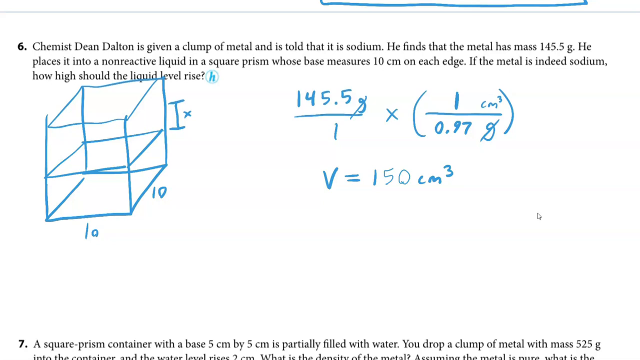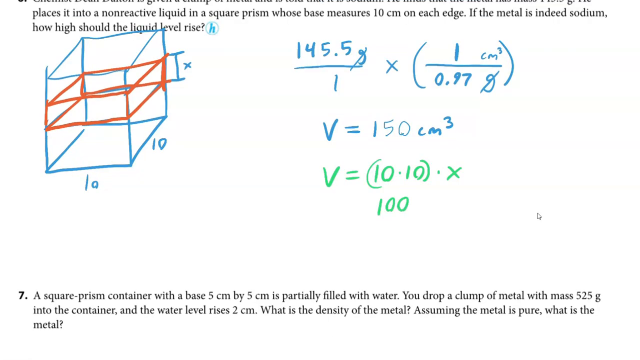Okay. And we know volume is base times height. So we know that this volume displaced here, I'm going to do it in a different color, is x height and 10 by 10 base. So let's solve for x then. We get, let's go to green now, that the volume is 10 times 10 for the base times x, the height. So we get that the volume is 100x. And we know the volume should be, if it's sodium, 150 cubic centimeters.